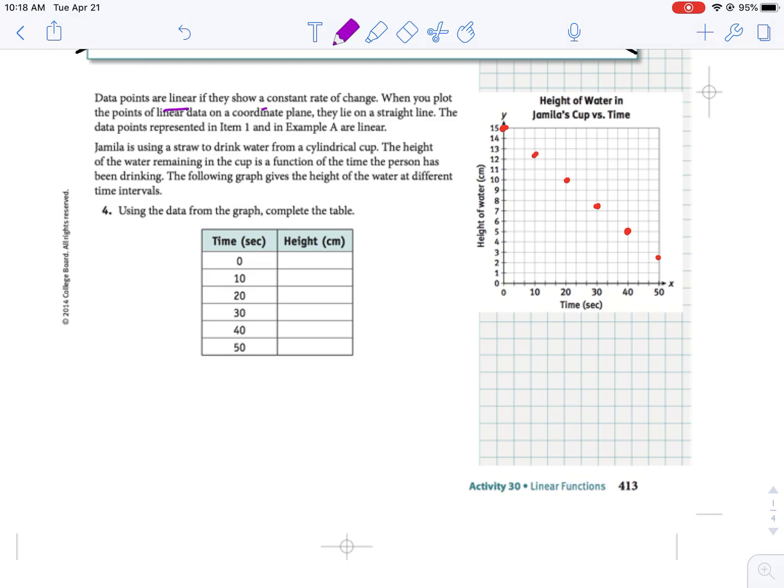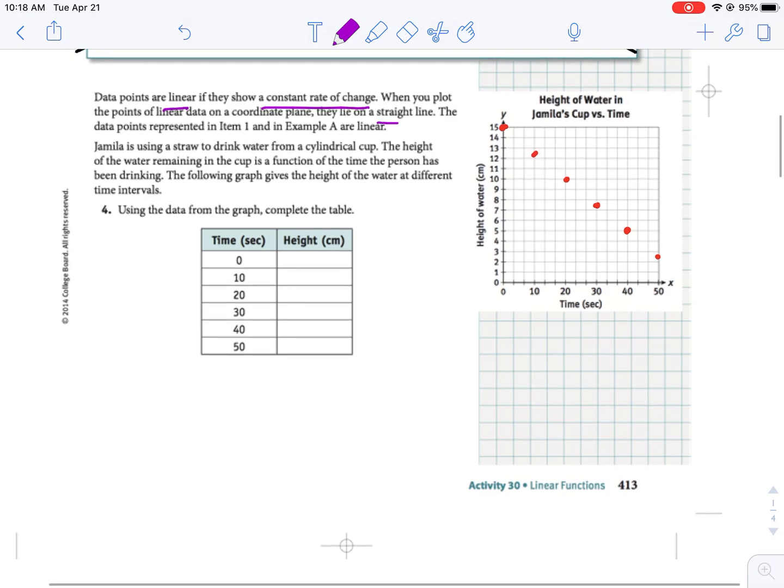Linear means that there is a constant rate of change, so that it's going up 2 over 4, up 2 over 4, up 2 over 4 every single time. Constant just means staying the same. And we know that when we plot linear data, it makes a straight line. So most of the data we're going to look at over the course of the rest of this unit will end up falling in a straight line.